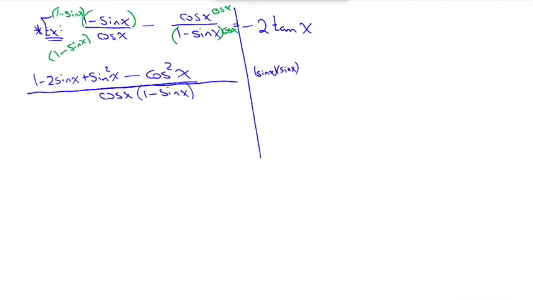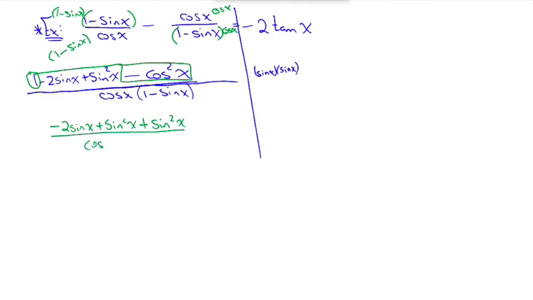I was going to do it the longer way, but yeah, if you take this 1 and attach it to this minus cosine squared, that turns into sine squared. So it becomes negative 2 sine of x plus sine squared of x. Minus, well, actually that becomes plus sine squared of x. So it's really 2 sines. Hold on, let me just get it down. Cosine x, 1 minus sine of x.